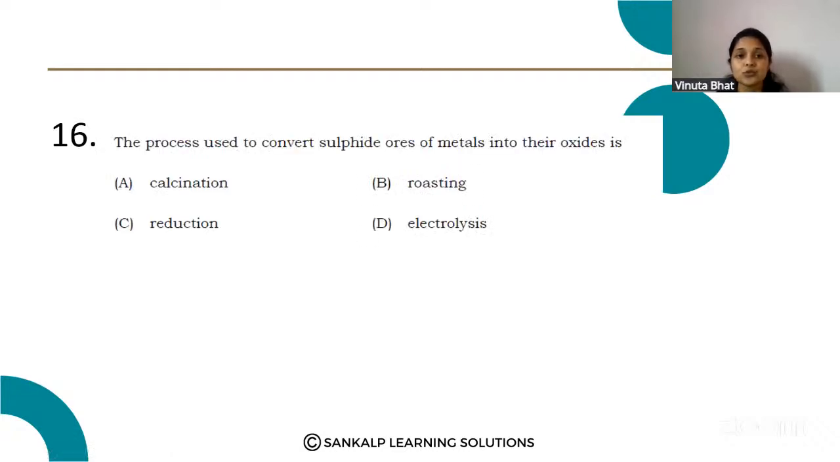The process used to convert the sulfide ores of metals into their oxides is calcination, roasting, reduction, or electrolysis. The answer is option B, roasting. So this roasting process is used to convert the sulfide ores of metals into their oxides. Please note down the question.